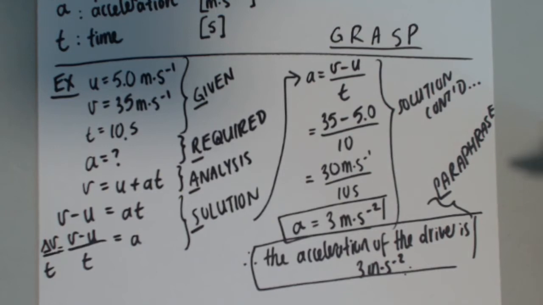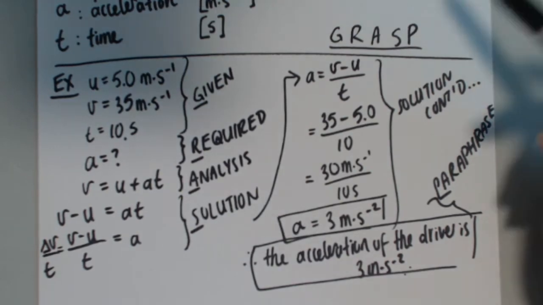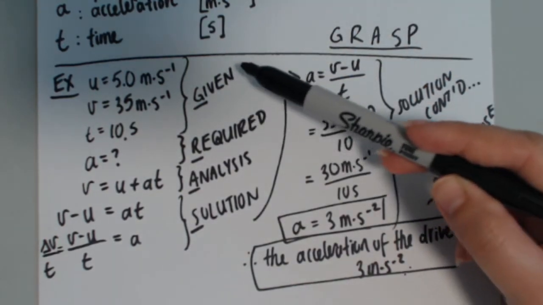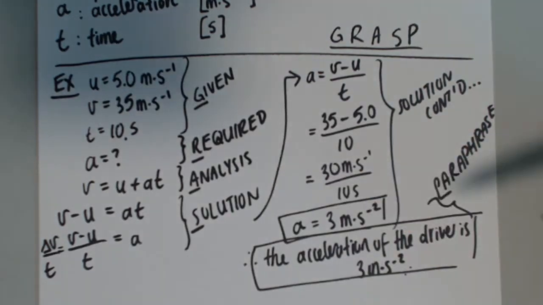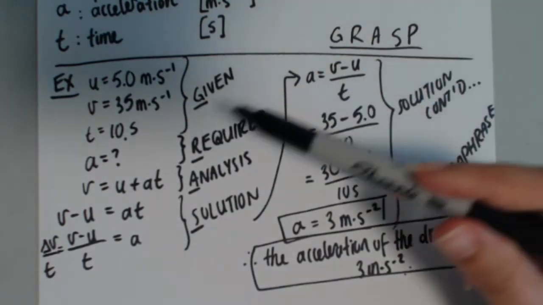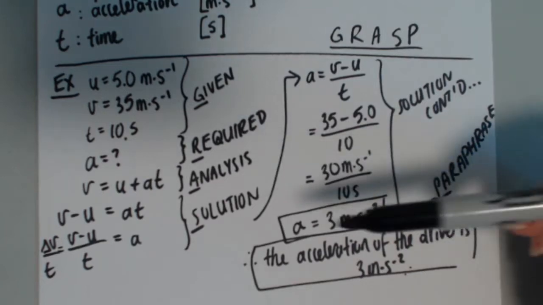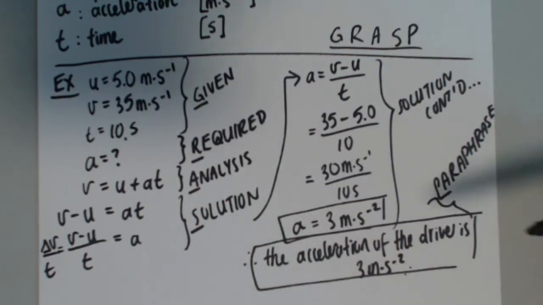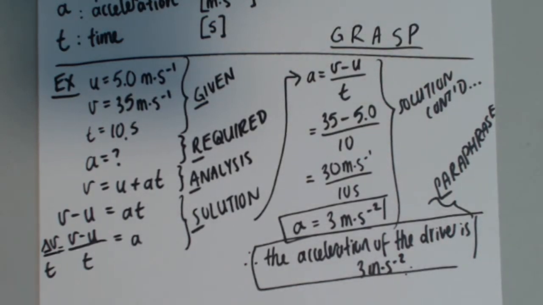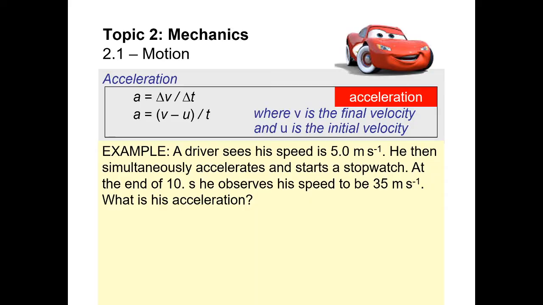a box. What you don't need to do is label each section as given, required, analysis, solution, paraphrase. You just have to do it. I did this the first time so that you could see what's required for full marks. This question didn't really require a picture, although we could have drawn one. In later problems, you'll see that it will be absolutely vital to draw a picture to help us solve the problem. Okay, let's go back to the slides.